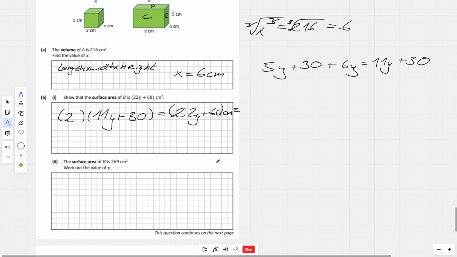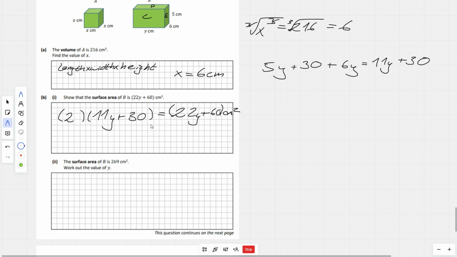Okay, then for part 2, for B part 1, that was our answer. So for B part 2, the surface area of B is 269 centimeters squared. Work out the value of y. Okay, this is pretty easy. We just have to do a bit of algebra. So we found that the surface area is 22y plus 60.